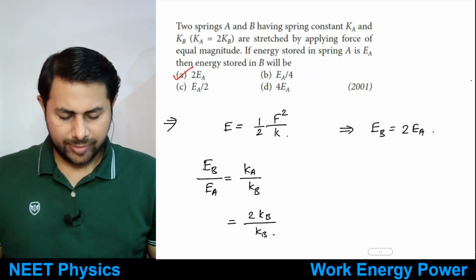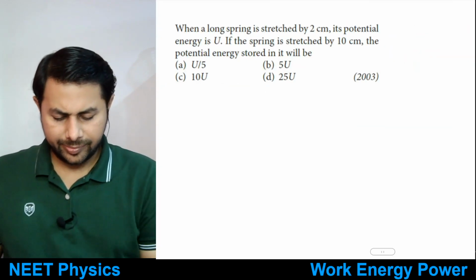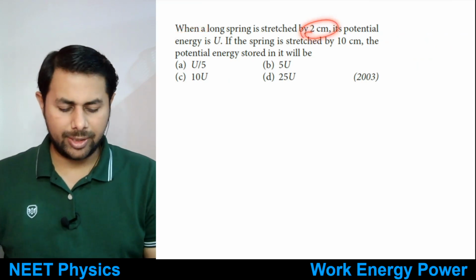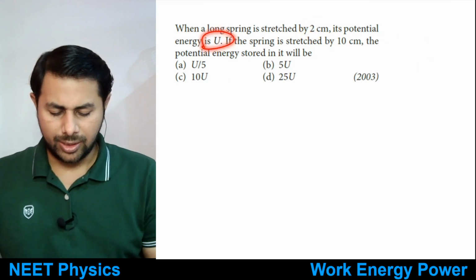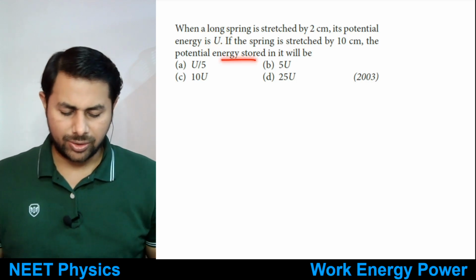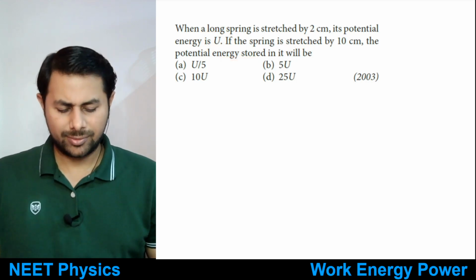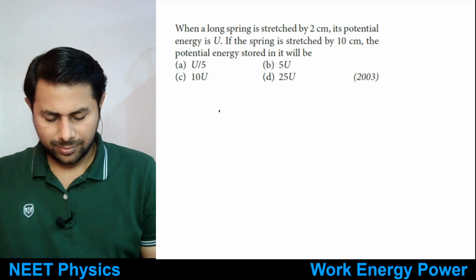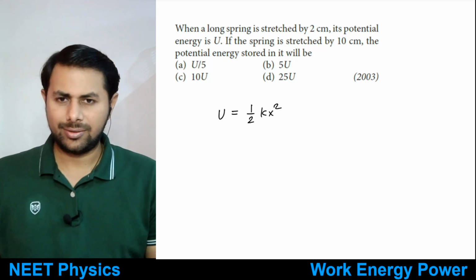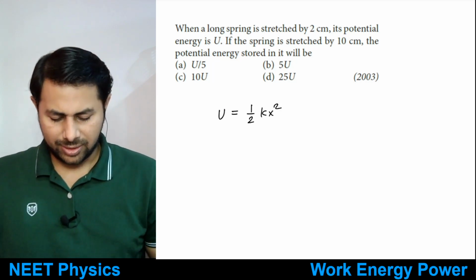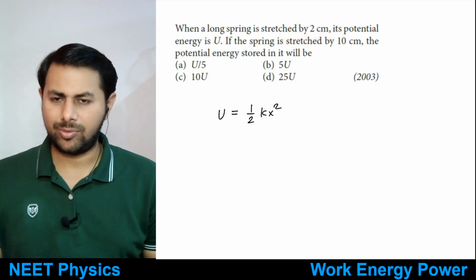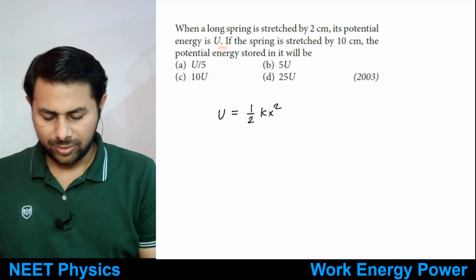Now, based upon spring, the questions would be simple. When a long spring is stretched by 2 centimeters, its potential energy is U. If the spring is stretched by 10 centimeters, the potential energy stored in it will be. Tell me. So U is equal to half of K into X square, so it is directly proportional to X square. If it is stretched by 2 centimeters, potential energy is U. So what will be U dash?